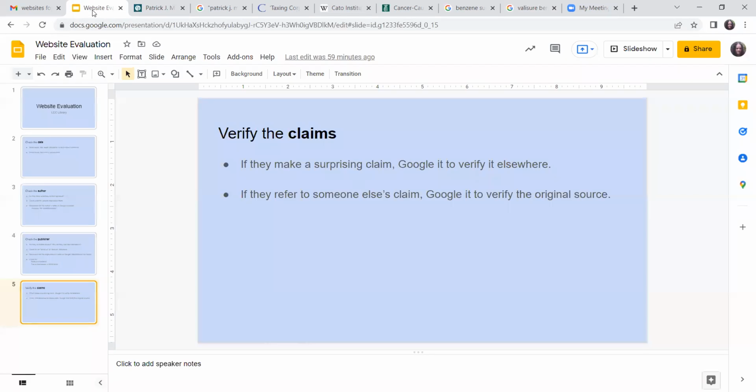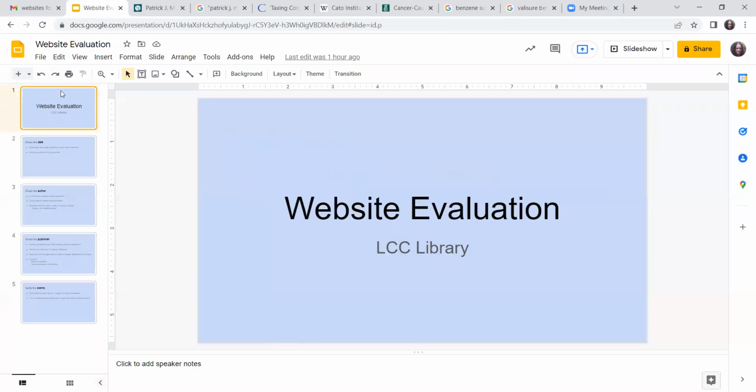So those are some techniques and tricks that you can use to evaluate a website for a course assignment. I hope that this has been useful to you.